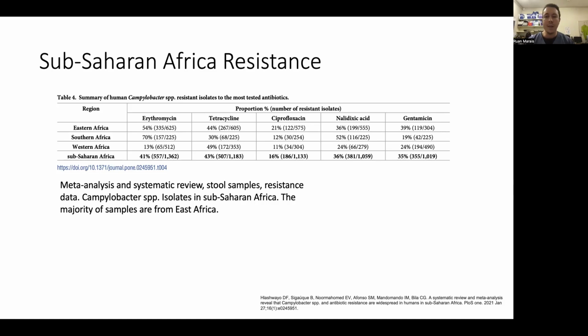And yeah, that's pretty much what I wanted to show, just a broad overview of Campylobacter and the susceptibility and resistance profiles across South Africa, as well as in the rest of sub-Saharan Africa.